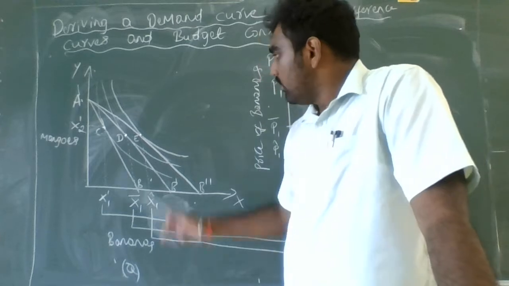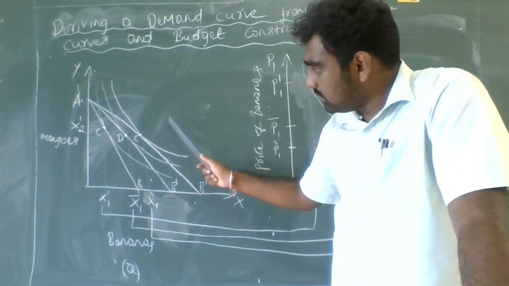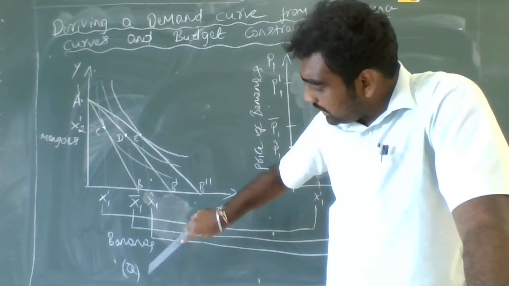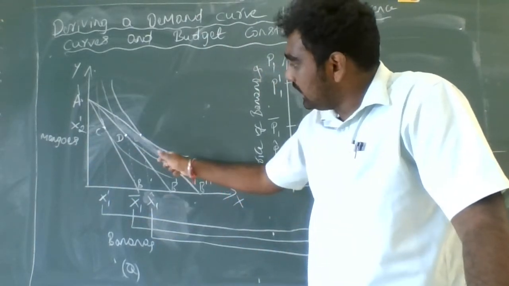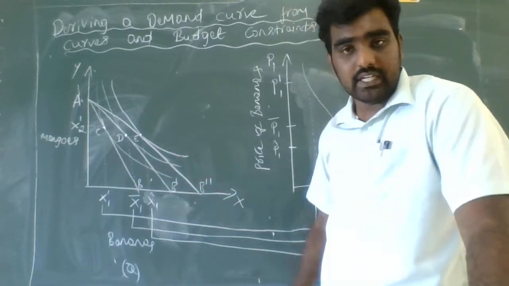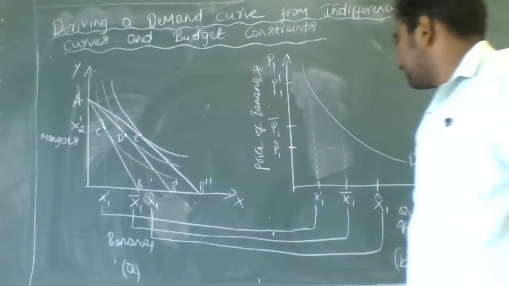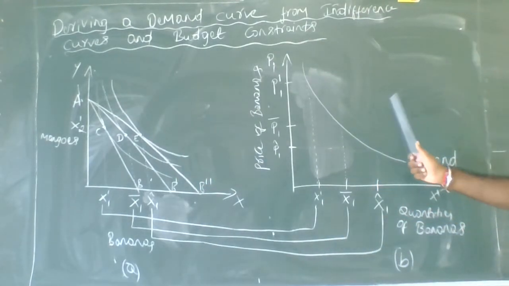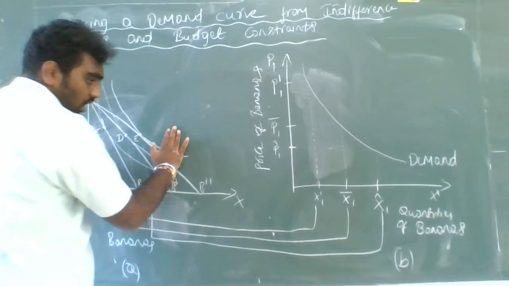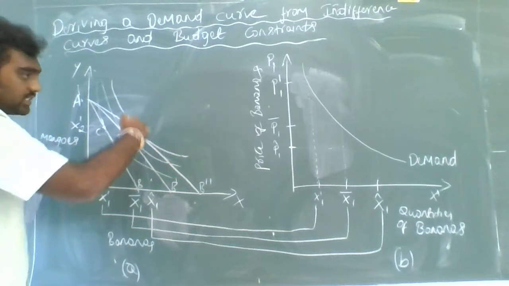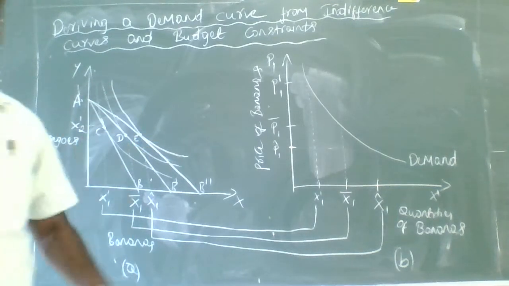So here we have two diagrams. One diagram denotes the relationship between the two commodities, bananas and mangoes. In this diagram we have used three indifference curves and three different budget lines. Here we have drawn a demand curve. Now let us understand, with the help of the indifference curves and budget lines, how we draw a demand curve.